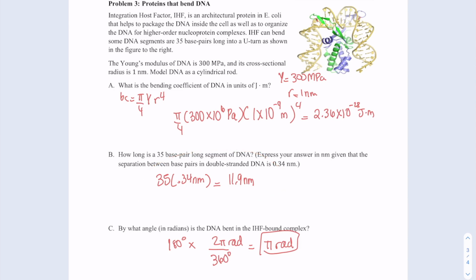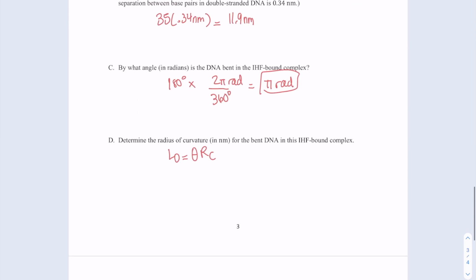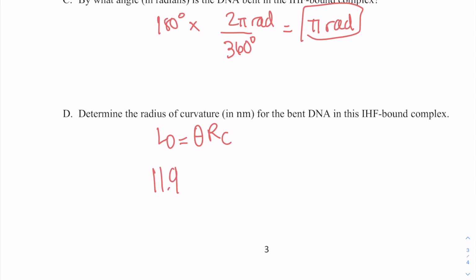The entire length of DNA. So we take that 11.9 nanometers, and thankfully they want us in nanometers as well for the radius of curvature. That's good. And then this is pi radians, and then we can solve for our radius of curvature that way.